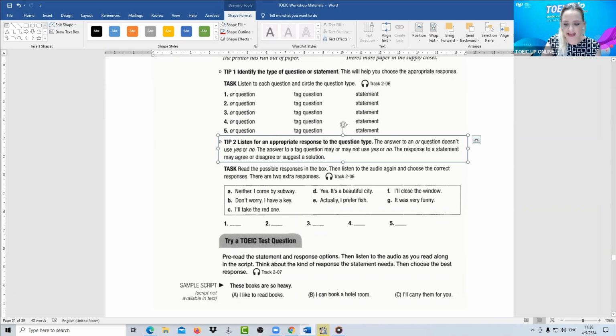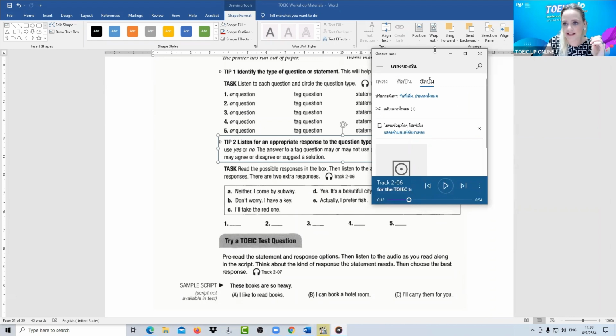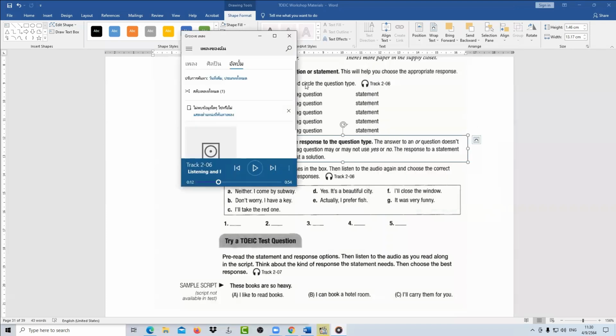Okay, let's do that together. Listening Part 2. Question types. Tip 1, task. Number 1. It's very cold in here. What is the answer? F. F, I'll close the window. So it's a statement, it's very cold in here, I'll close the window.